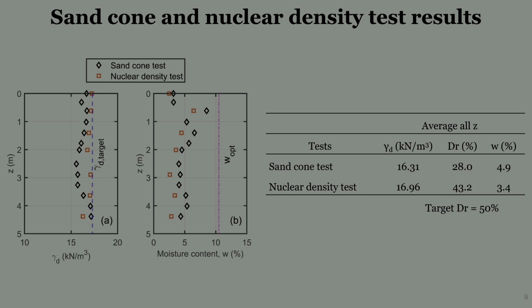So this table is just the average for all the depths. And you could see that the nuclear density test is giving us around 43.2% relative density, which was close to our target of 50%.